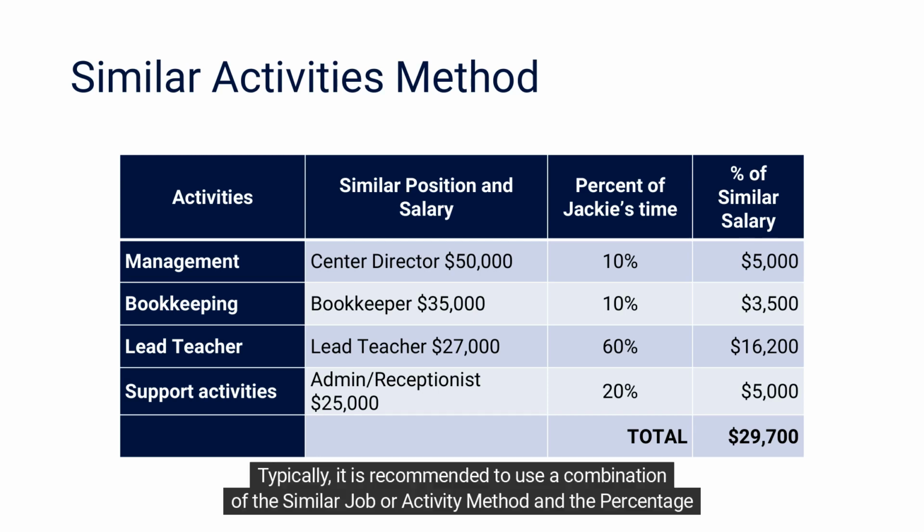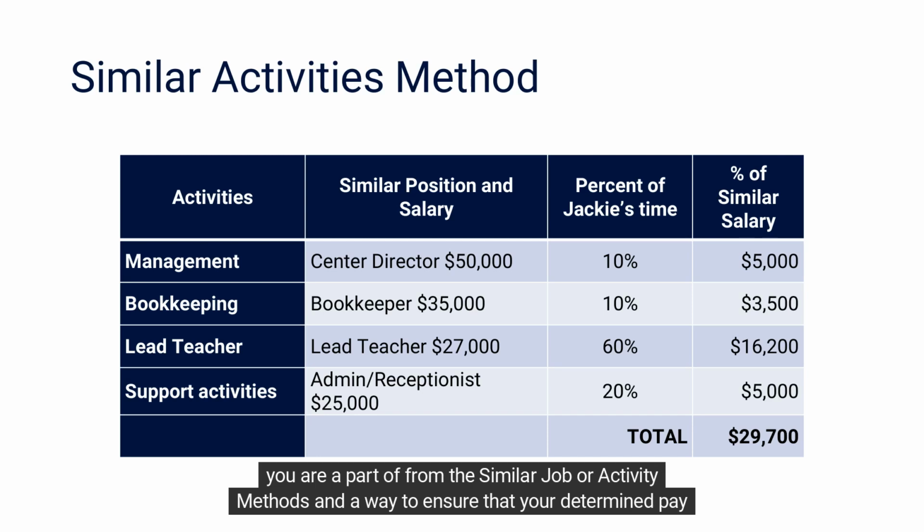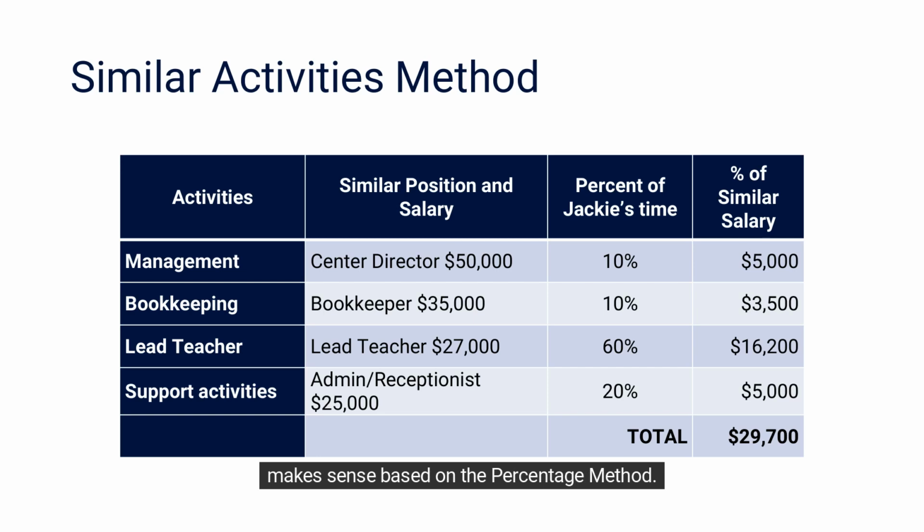Typically, it is recommended to use a combination of the similar job or activity method and the percentage method. By doing this, you will have a reasonable compensation that is grounded in real amounts data and the community you are a part of from the similar job or activity methods, and a way to ensure that your determined pay makes sense based on the percentage method.